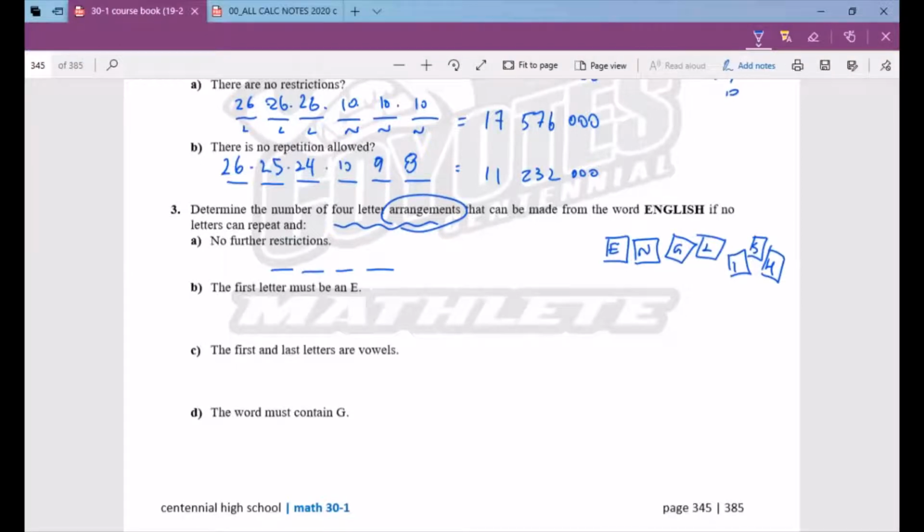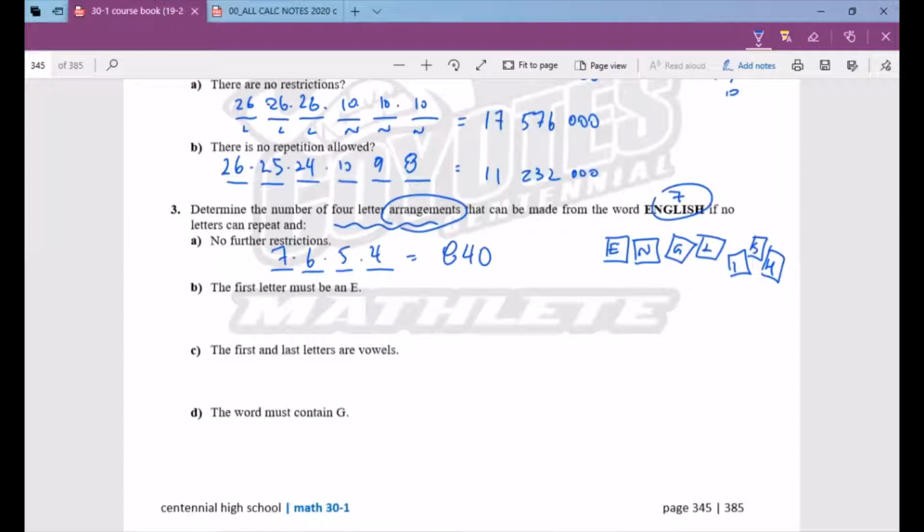So we have 1, 2, 3, 4, 5, 6, 7 letters in the word English. So you have 7 choices for that first letter. Once you've selected that letter, once you've put it down in place, then we have 6 choices. Then we have 5, then we have 4. The fundamental counting principle tells us we are going to multiply this all together, and we have 840 different 4-letter arrangements of the letters from the word English.